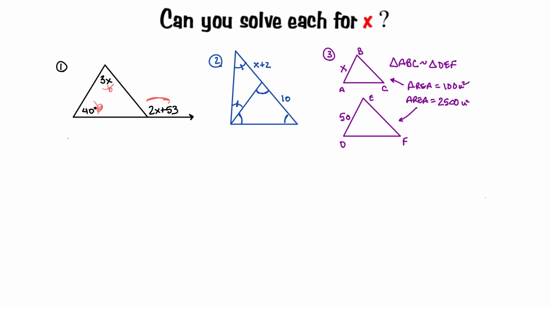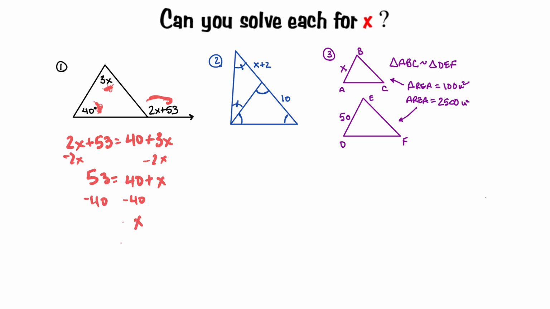So we can say 2x plus 53 equals the 40 plus the 3x. So the external equals the sum of these two remote interior angles. So now we can simply solve for x by subtracting 2x from each side, and we'll get 53 equals 40 plus x, and then we're going to subtract 40 from each side, so we'll get x equals 13.